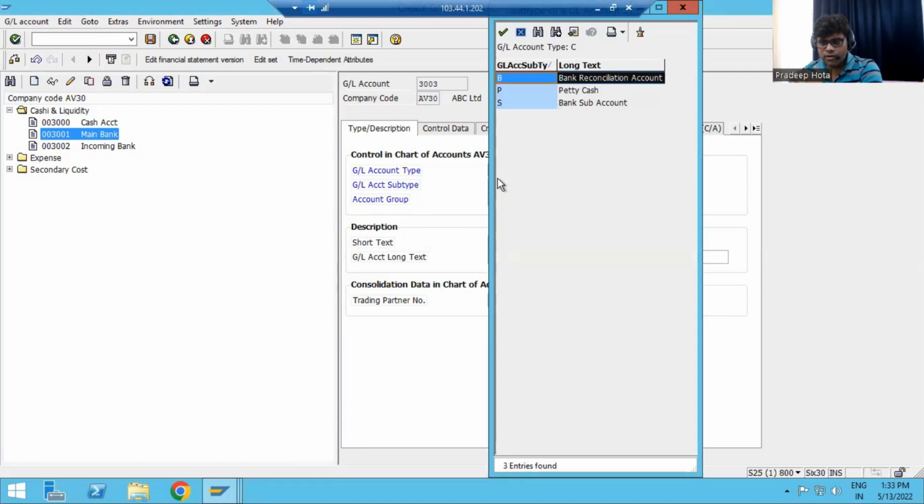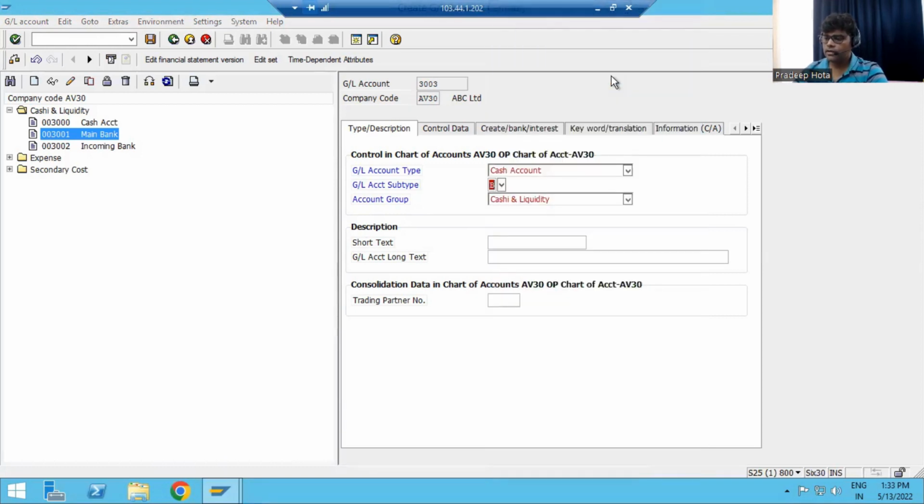The moment you select GL account type as C, that is cash, three options are there. If you think this is your main bank account, meaning you are going to link it with the Citibank master data, then select here the bank reconciliation account. So the main account type should be cash, then the GL account subtype should be B, that is your subcategory, then continue this account.